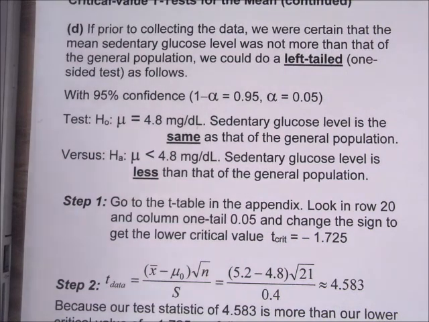In order to reject H0, the test statistic has to be either more than our upper critical value or less than our lower critical value. So in this case, we fail to reject H0. The sample does not provide enough evidence to conclude the mean sedentary glucose level is less than that of the general population.